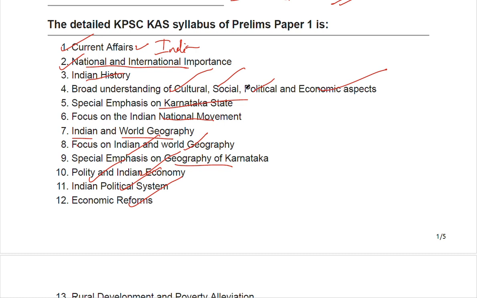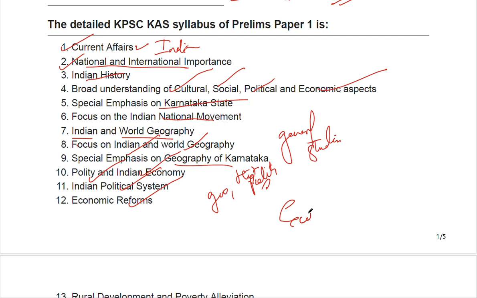Okay. So as we can see here, the paper itself says it is general studies, right? So all the things generally important for Karnataka and India, they are going to ask. Now what is that? It can be your geography, history, polity, and economy, and so on and so forth. Okay. So all these things are going to be covered.